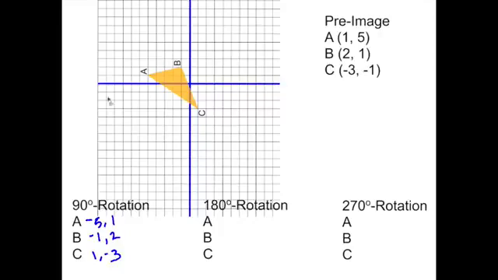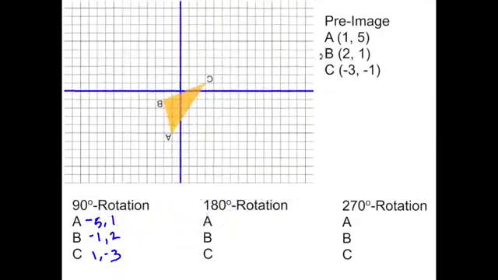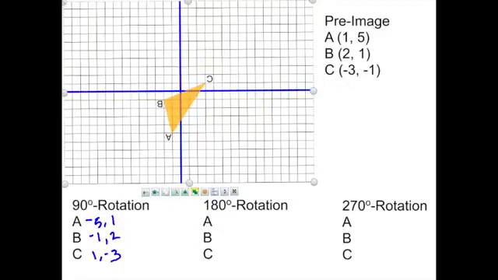Let's continue on. Take your piece of paper now, and I want you to rotate it 90 degrees again to the left. So in total, that's a 180 degree rotation, counterclockwise. And let's go look again where A, B, and C are. Well, A now is at (-1, -5). B is at (-2, -1). And C is at 3, 1. So (3, 1).